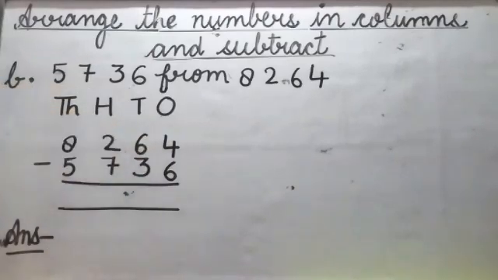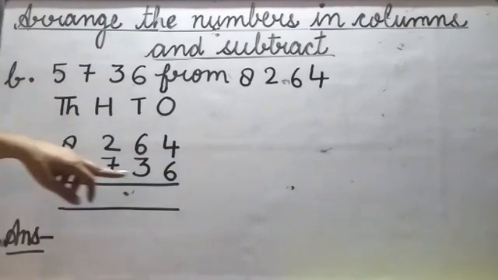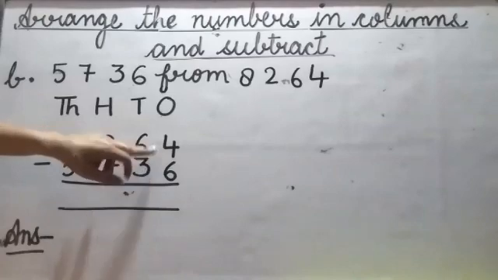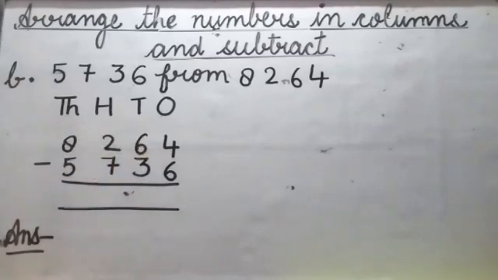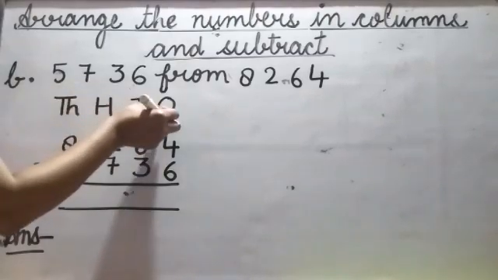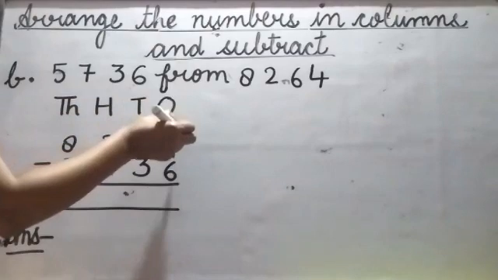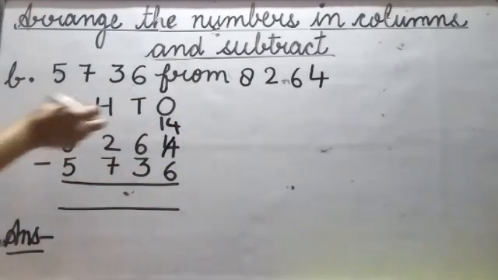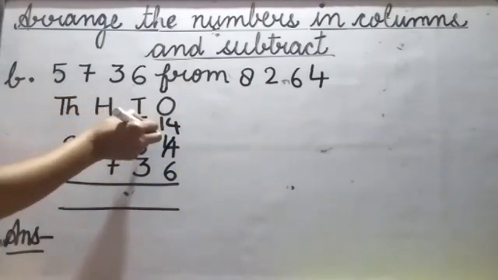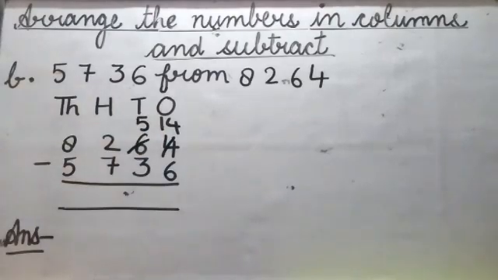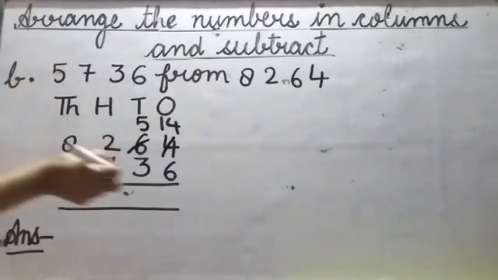4 minus 6. 4 is smaller than 6. So 6 will not be subtracted from 4. So what will we do? We will borrow 10 from the tens column. So 4 will become 14 and 6 will become 5. 14 minus 6 is equal to 8.